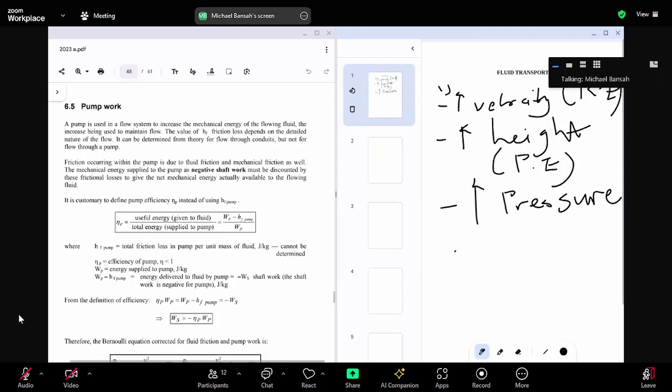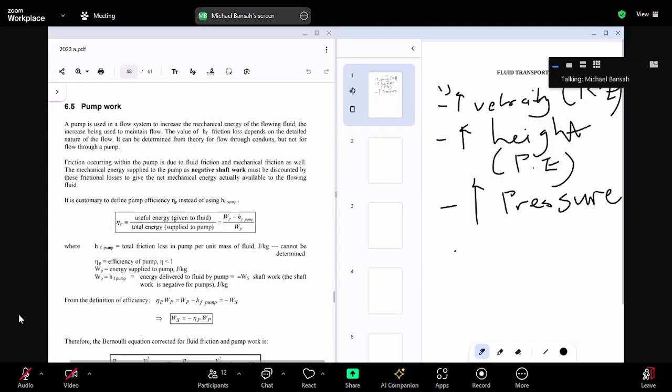We should also note that whenever a pump does its work by pumping a fluid, there will be friction caused in the pump. We will always have to calculate this friction loss due to the pump. Because of that, it will be included in our Bernoulli equation. That's for pumps.